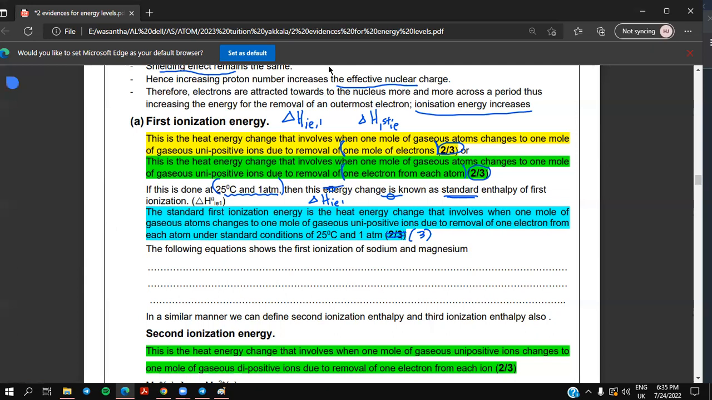The following equations show the first ionization of sodium and magnesium. Sodium must be in gaseous form. If it gives 1 mole of electrons, Na plus gas will be formed. The same as the first ionization energy equation for magnesium. Magnesium also must be taken in gaseous form, and you must remove 1 mole of electrons. The outcome should be Mg plus gas. Likewise, you can write the first ionization energy for any element.